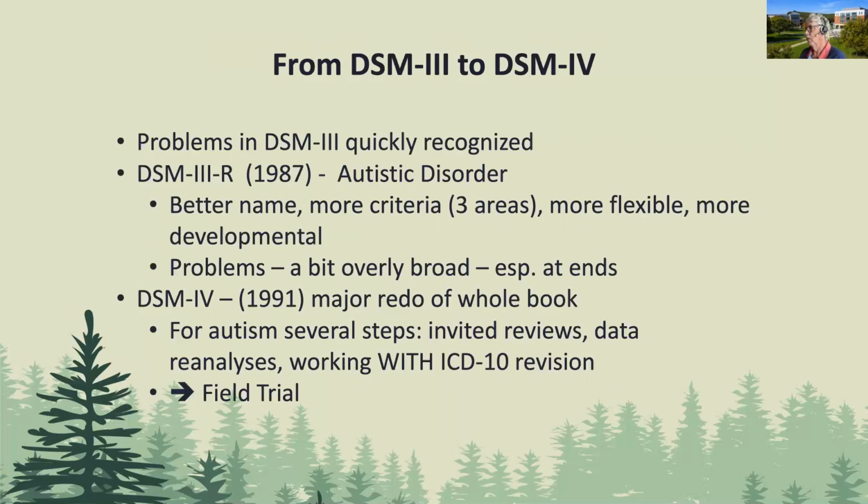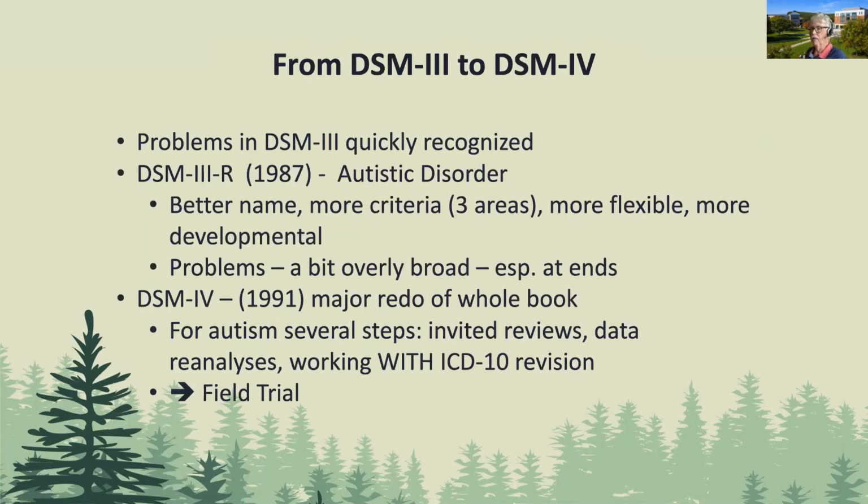There were several things that were really quite different in DSM-4 from the previous revisions of the autism section. For autism, this included invited reviews of very specific topics like Asperger's disorder, Rett's disorder, reanalyses of data that were available, and also the DSM-4 team worked with the ICD-10 team in revision, so that the goal was, if we could possibly do it, to have the DSM-4 definition and the ICD-10 definition be fundamentally the same.